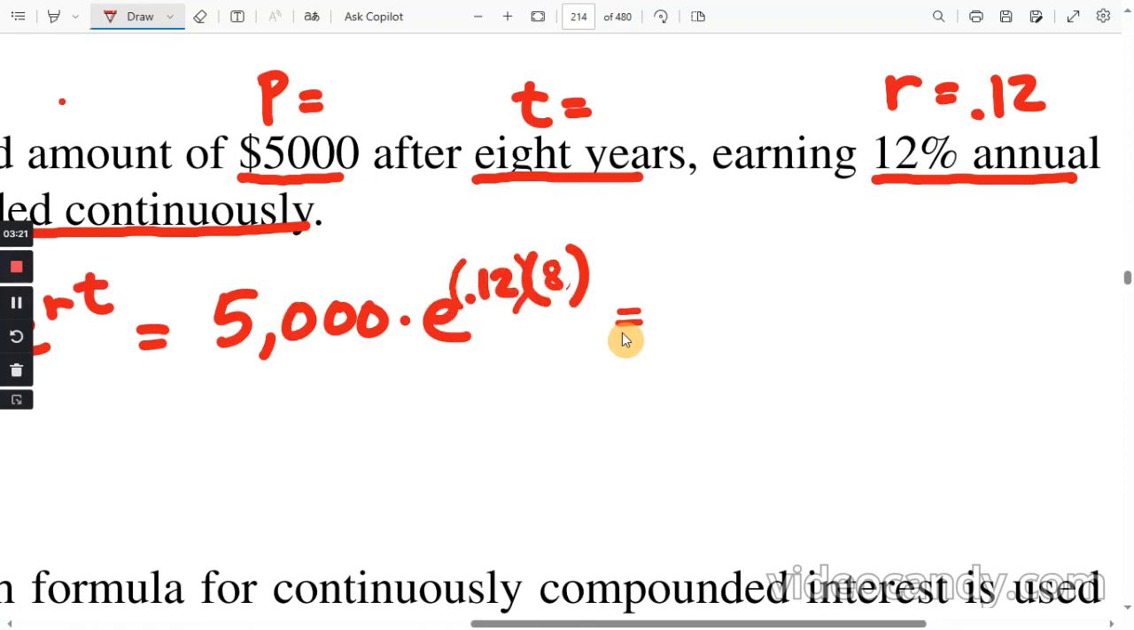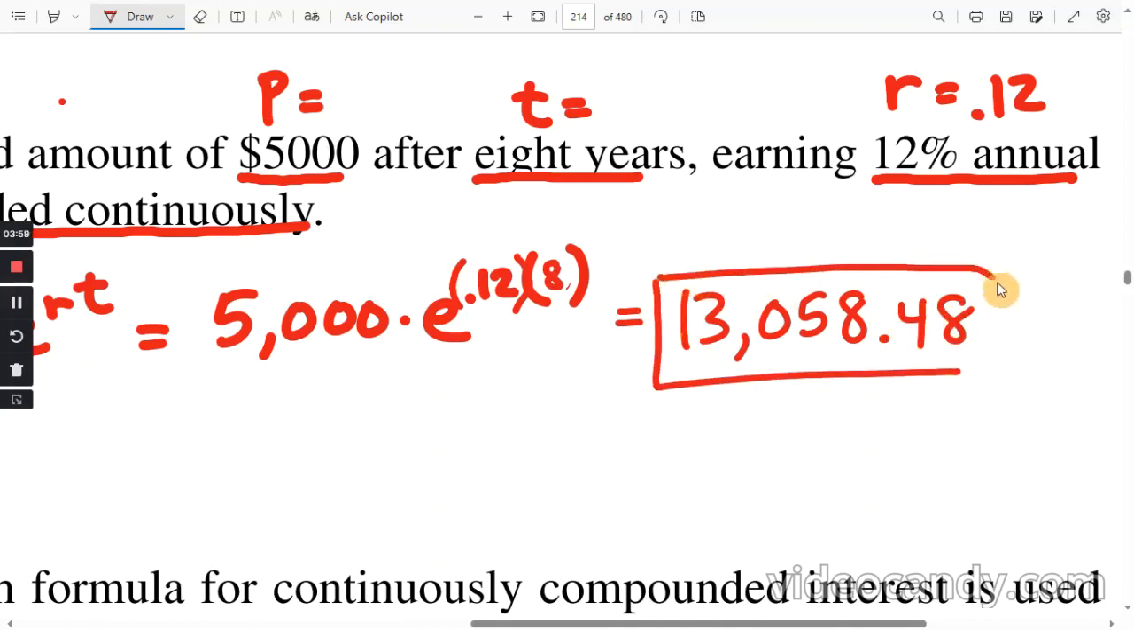You have to find the e button. So I'm going to do 5,000 times e on my calculator, to the power of, parentheses, 0.12 times 8, close parentheses. And I get 13,058.48. I rounded to 2 decimals because we are dealing with money, so round it to the nearest cent.